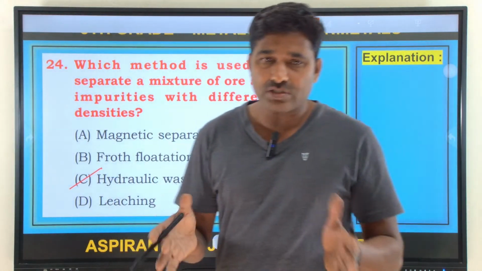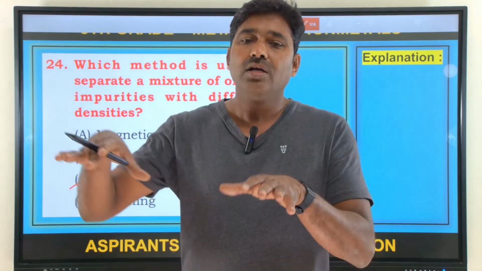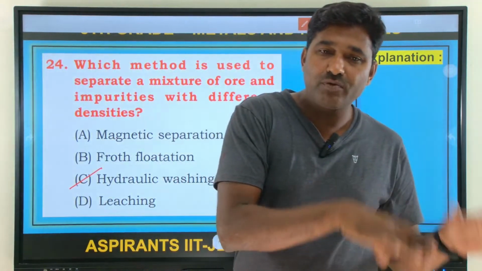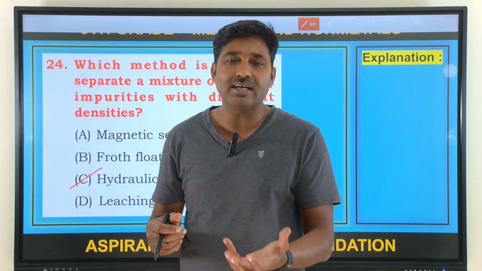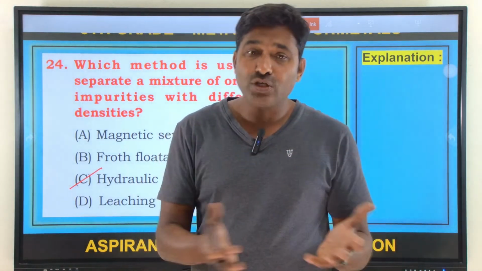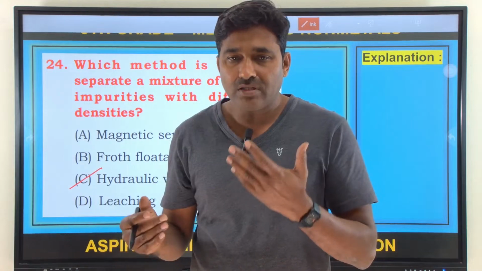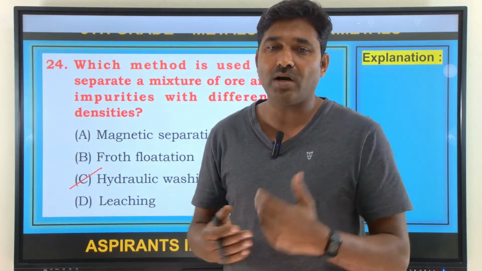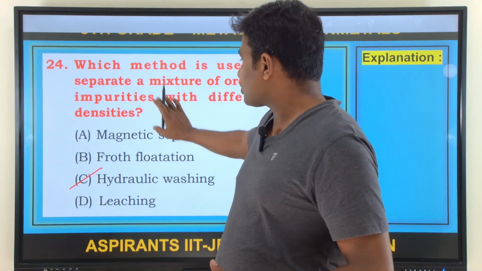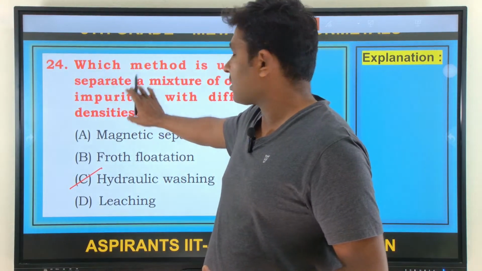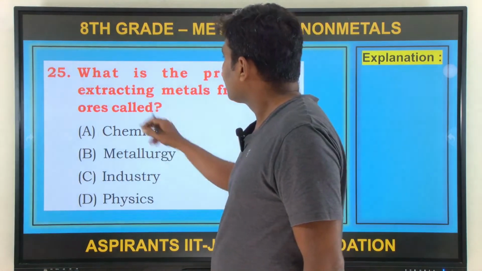In hydraulic washing, first we pulverize the impure ore into a fine powder. Then that impure ore is placed on a sloping surface. When we allow a water jet on it in the hydraulic classifier, the heavier ore particles settle down at the bottom of the sloping surface, and the lighter particles are washed away by the speed of the water jet. In that way, by following the process of hydraulic washing, we remove the lower density impurities from the heavier particles of ore. So our option is what? Option C. Next we go to the 25th question.